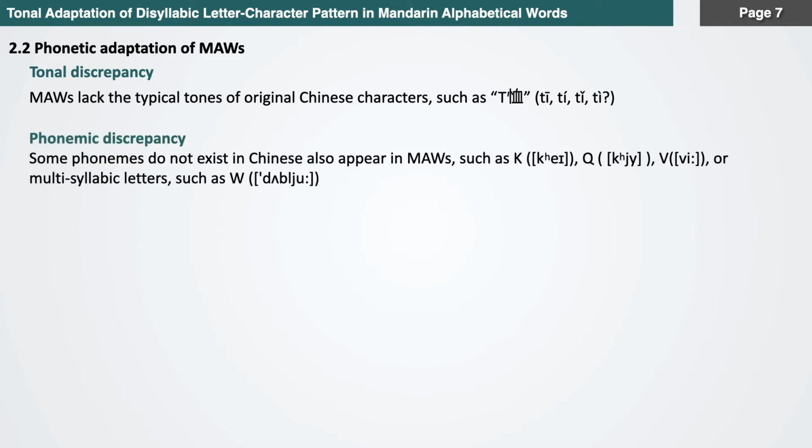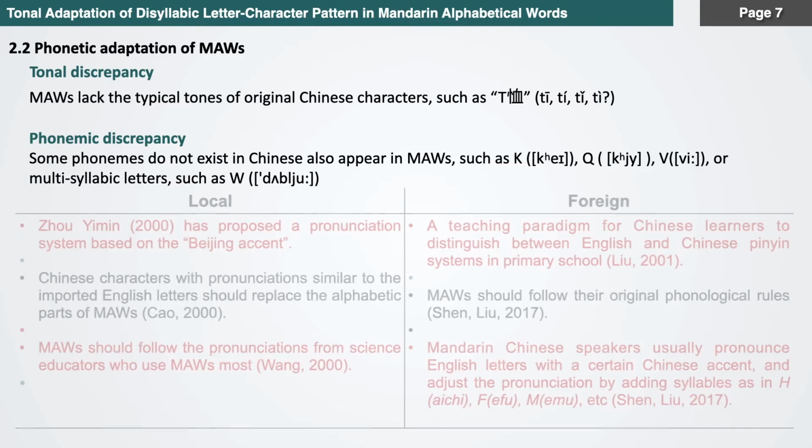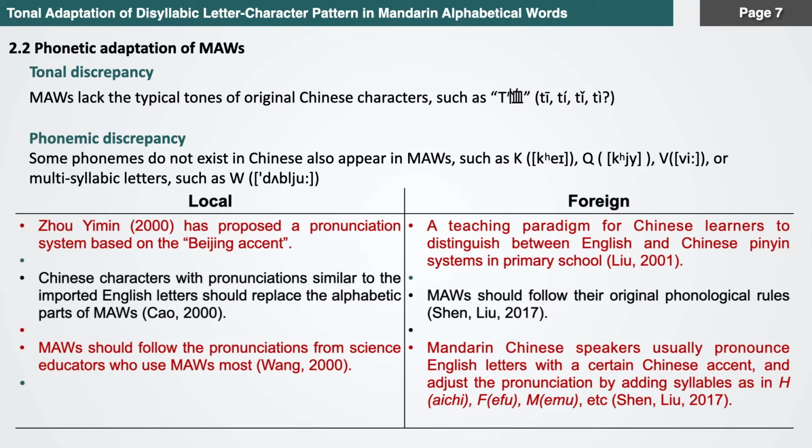And the second question is phonemic discrepancy. That is, some phonemes that do not exist in Chinese also appear in Morse, such as K, Q, V, or the multisyllabic letter W. There was no equivalent pronunciation in Mandarin, so scholars developed into two sides. Some insist on making the words localized, while the others want to keep their foreign traits.